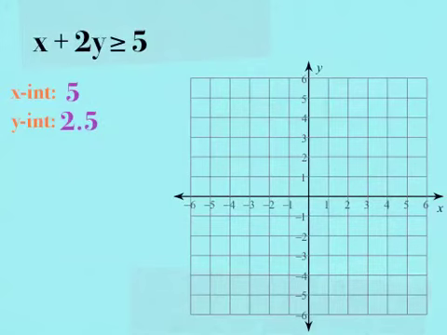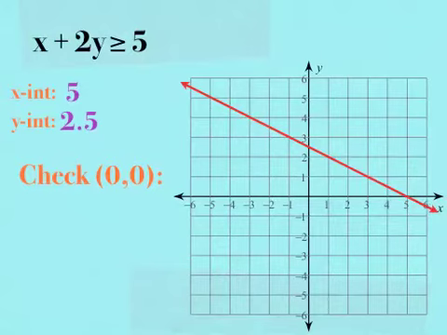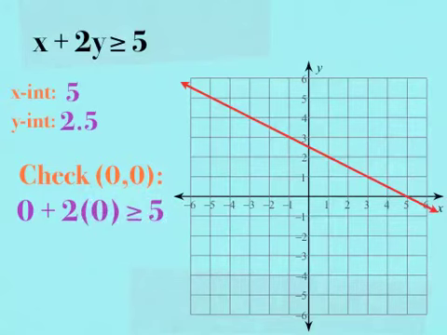We know this line needs to be a solid line. We know the x-intercept needs to be 5, the y-intercept needs to be 2.5. So that would be my first line. Now I need to decide where to shade. If I'm using this, I'm going to go ahead and check the point 0, 0, just like I did yesterday, because that is not a point on the line, and 0, 0 is going to be a really easy point to check. When you plug it in, you get 0 plus 2 times 0 is greater than or equal to 5.